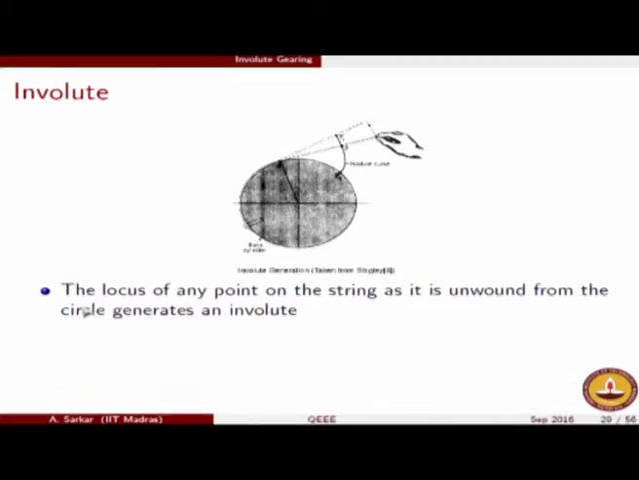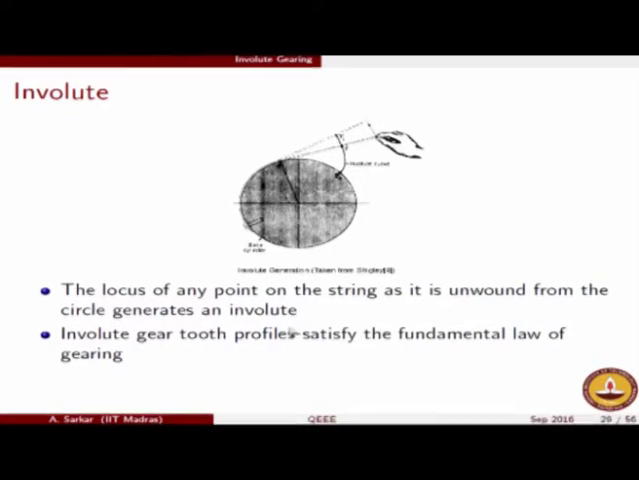So the technical definition of an involute goes this way: it is the locus of any point on the string as it is unwound from the circle, and this generates an involute. As we will show, it is this involute gear tooth profile which satisfies the fundamental law of gearing. But as I said, this is not the only gear tooth profile which satisfies the fundamental law of gearing. Satisfaction of the fundamental law of gearing is one advantage because of which we use involute gear tooth profiles, but there are many others, as I will elaborate.